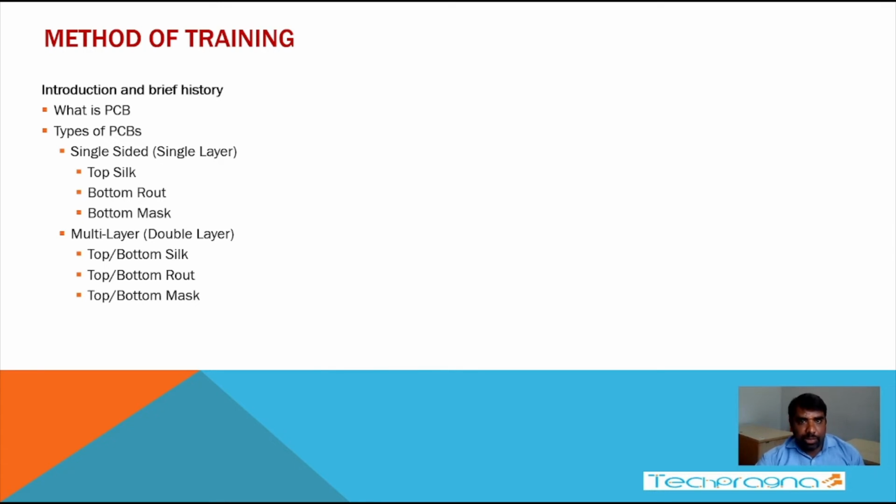And the difference is, in single layer we have components on only one side, and we can do routing only on one side. For multi-layer, both sides have components and both sides have routing. That is the difference.